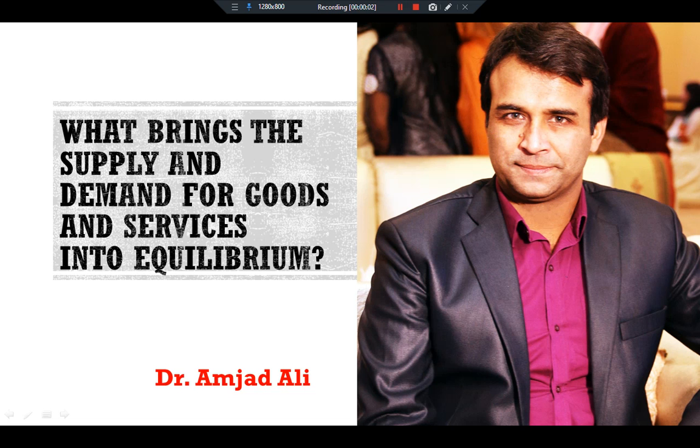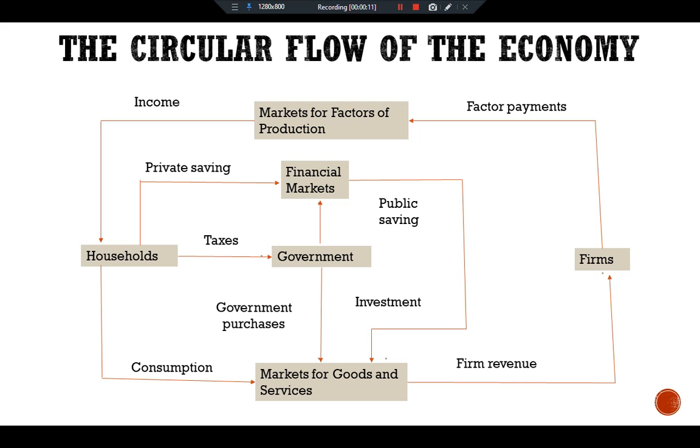In this video, we will learn what brings the supply and demand for goods and services into equilibrium. We are starting our discussion with the circular diagram. We began by examining the supply of goods and services, and we have just discussed the demand for them. How can we be certain that all these flows balance? In other words, what ensures that the sum of consumption, investment and government purchases equals the amount of output produced?